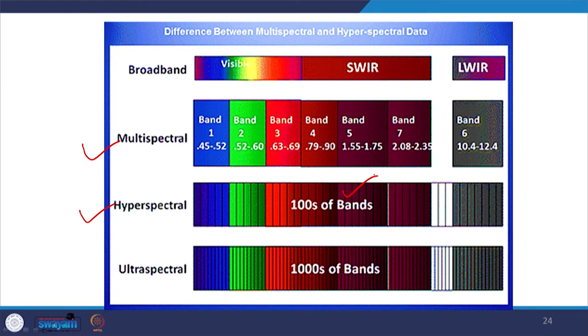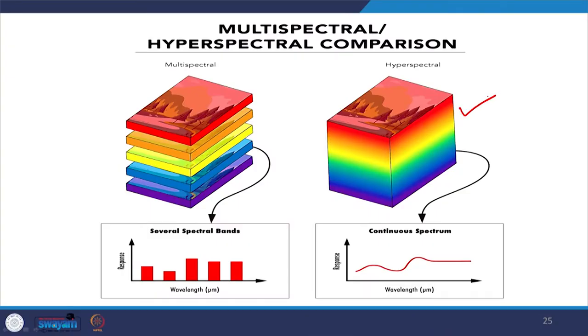Then we have ultra spectral images, where we have more than thousands of bands. So we are talking of hyperspectral data here, where we have more than 100 bands in a very, very narrow wavelength region. When we have a very, very large number of images of a particular area, if I stack those images, it becomes a cube. So this is very popularly known as the hyperspectral cube.